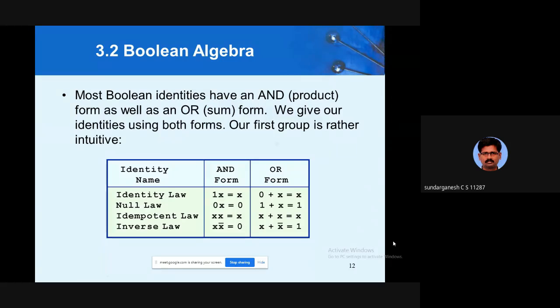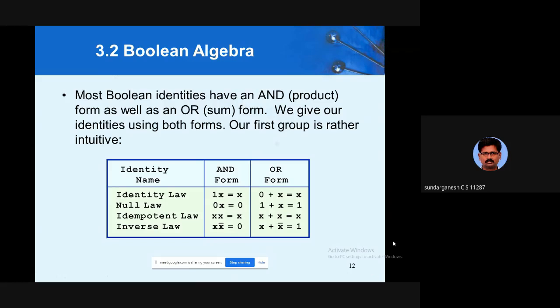Similarly, you have the OR form. In the OR form, 0 plus x: whatever value x has will be available in the output. For example, adding 0 plus 0, output is 0. 0 plus 1, output is 1. So whatever the second input is, that is the output. So 0 plus x is equal to x. Next one is 1 plus x. 1 plus x is equal to 1. If x is 0, 1 plus 0 is 1 only. 1 plus 1 is also 1 only.